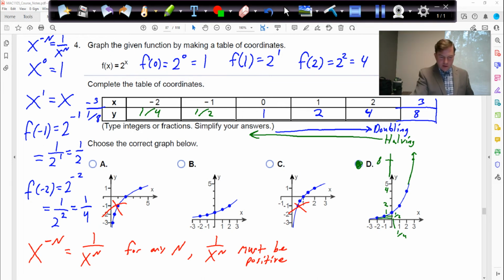And what's going to happen is, and we'll see this a lot today, this line is going to continue to flatten out, and it's going to approach the line y equal to 0. That's called a horizontal asymptote, which we've seen before.